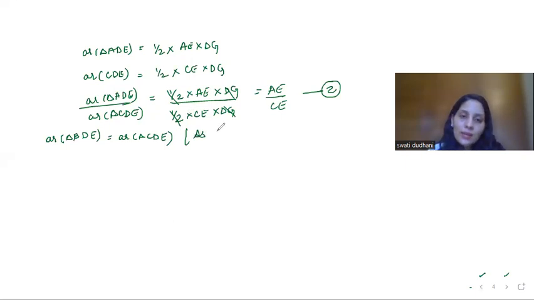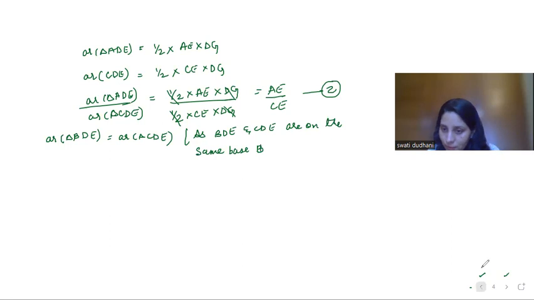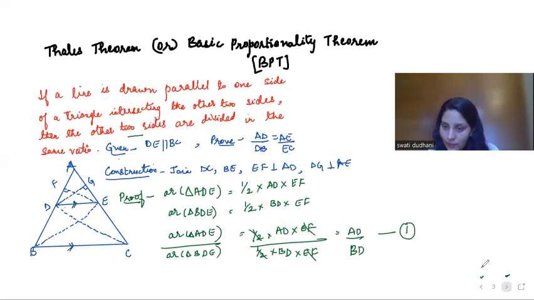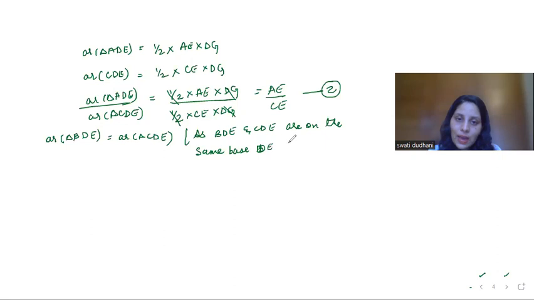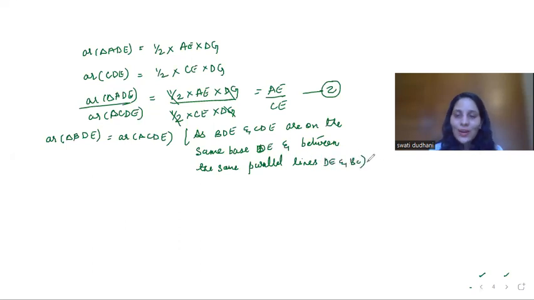So as BDE and CDE are on the same base, DE, and between the same parallel lines, DE and BC. All right.